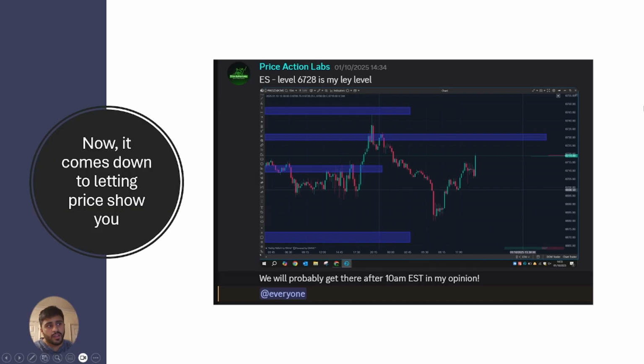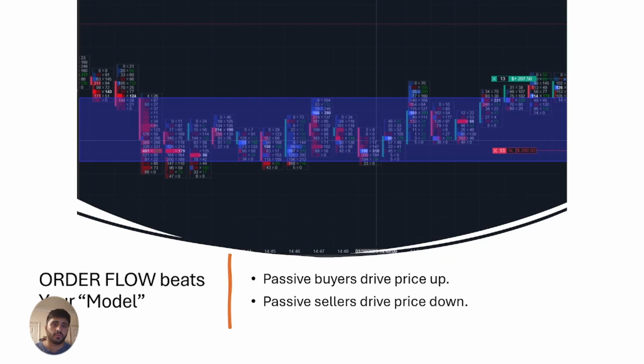Now it's about being patient. It's about waiting for price to come to your levels and reacting to those levels. So this was me at 9:34 Eastern or 14:34 UK time. On ES, the level I was looking at was 67.28. So go back to your charts and backtest this level. 67.28 was my key level, right? It comes down to letting price dictate what you want to do. What you want to do is what price shows you.